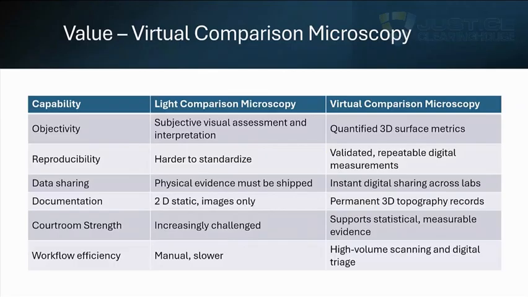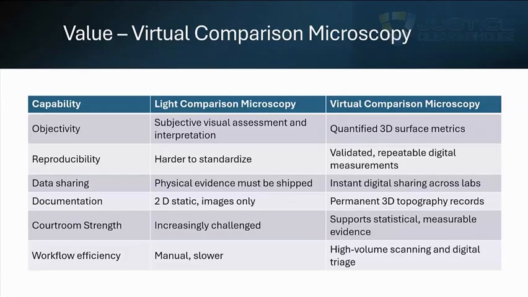With respect to documentation, for light comparison microscopy, we have photographs, 2D static images only. For virtual comparison microscopy, we have permanent three-dimensional topography records. And then we can also have comparison images as well. So there's a lot of data that we can capture and document with virtual comparison microscopy.